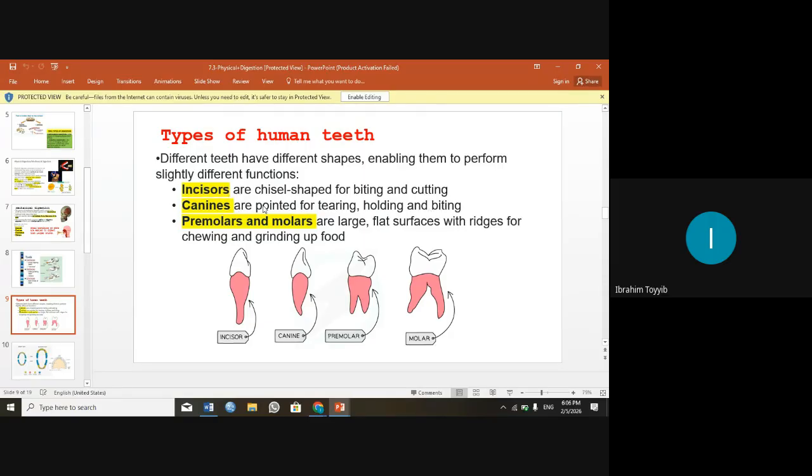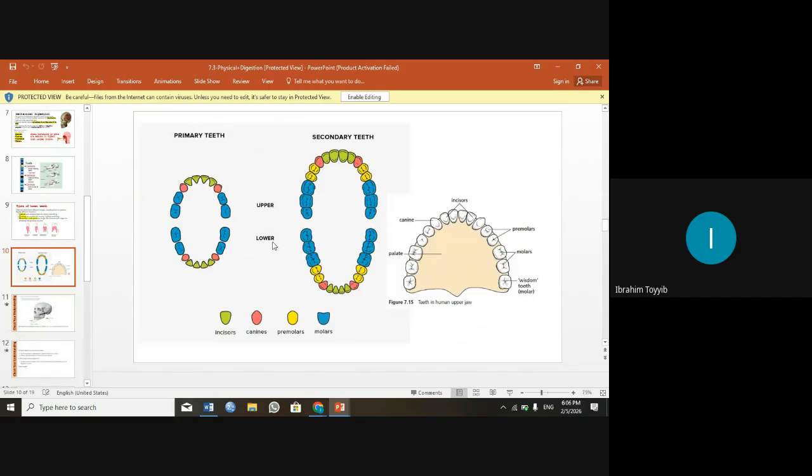While incisors are the ones at the front. If you laugh now, this one that we will see at the front. It's a chisel shape for biting and cutting. While the premolars and molars are large and flat, they are ridged for chewing and grinding. So you can see them. This is the incisors. This is the canine. This one and this one at the side. This is the premolar. Pre means before molar.